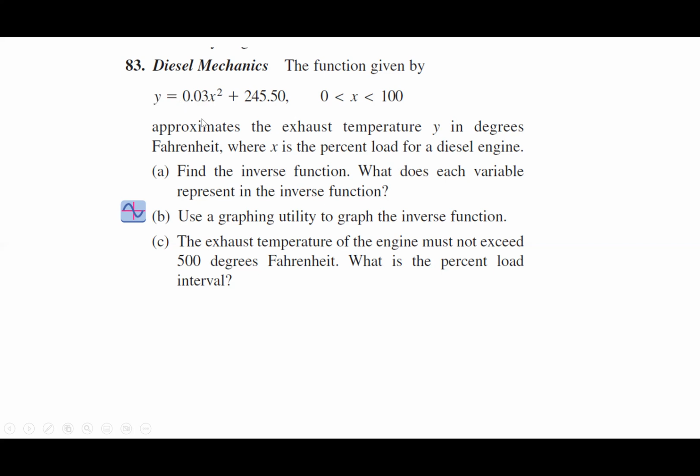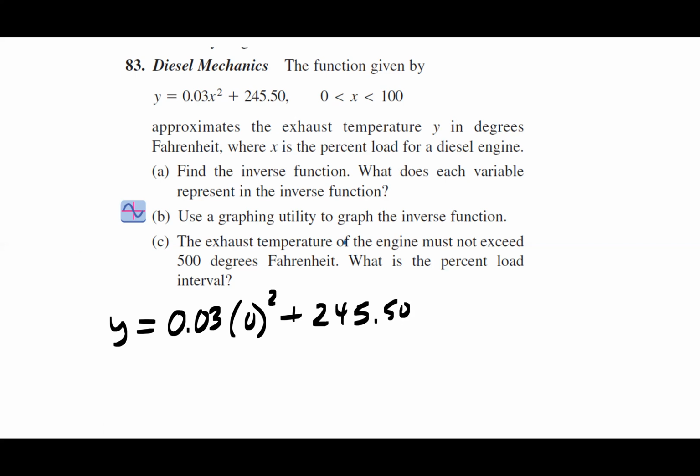What I want to do before I even start the inverse function, because we're going to have to give the domain for the inverse function anyways, is plug in a zero into this and just see what is happening here. If I were to plug in zero into this function, that will give me my base temperature, and it's because of that zero right there. That'll give me my base temperature for this. So this engine runs at 245.5 degrees Fahrenheit as an idle engine running.